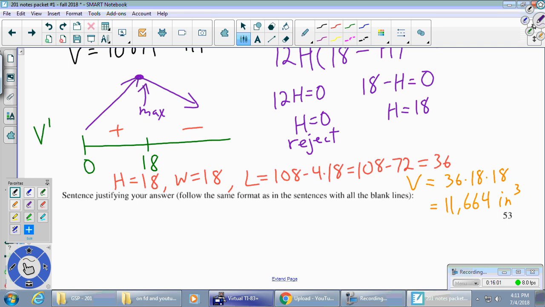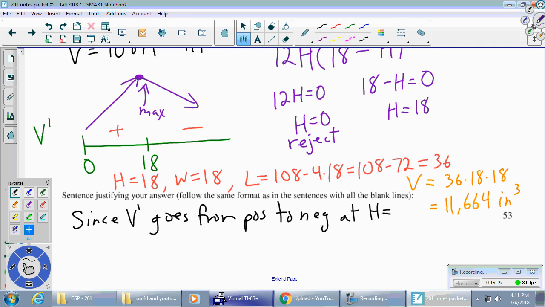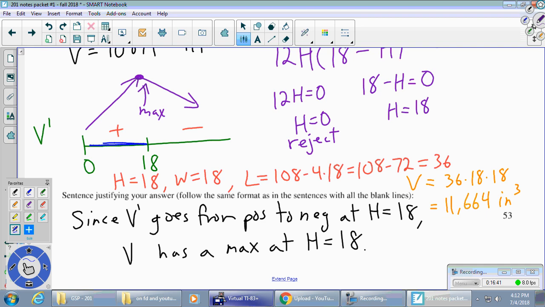Okay, let's write our sentence. There's no blanks here, but we're going to follow the same format as before. Since V prime goes from positive to negative at h equals 18, V has a max at h equals 18. Now the fact is, the sign test only tells you that it is a local max. However, looking at the fact that there are no other critical points anywhere, right? 18 was the only one that was in play, and that this function goes up forever to the left and goes down forever to the right. And so that makes 18 the absolute max.